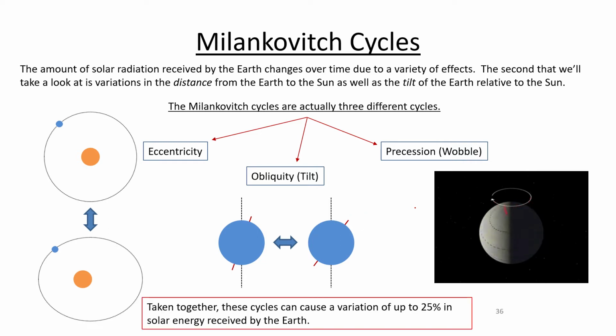It's worth mentioning here, before we get into all those details, that taken together, these cycles can cause a variation of up to 25% in the solar energy received by Earth. This is a big deal. If you think about it, a 25% increase in the solar energy received by the Earth does cause a huge change in the climate of the Earth and its temperature. But as we will see, these cycles are not sufficient to explain the kind of temperature run-up we've had in recent years here on the Earth.